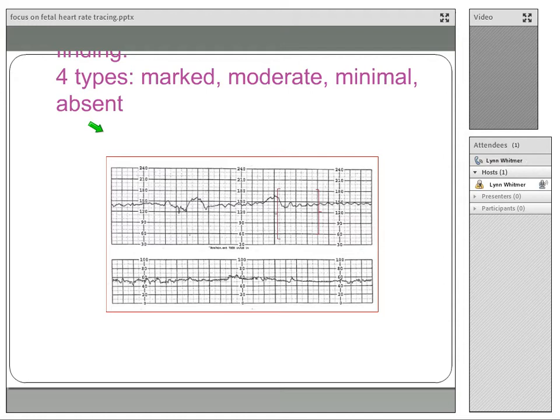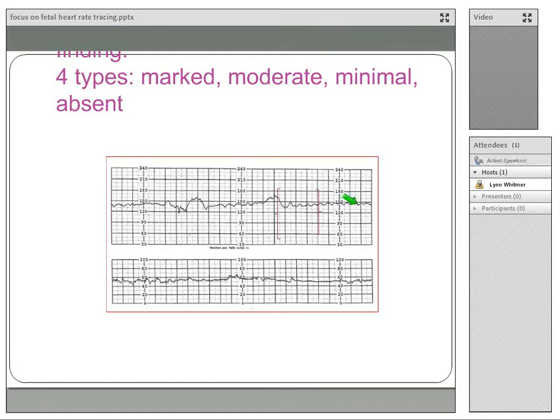So a marked variability would look something like this, but even though that's an acceleration, a marked variability would look something like this because the change from this point is pretty dramatic. So we know he has great oxygen reserves. Minimal variability, this is more moderate right here, to be honest, moderate to minimal. So moderate, we might take it in here. So from this point to this point is pretty significant. So he has a great oxygen response. And then minimal, less change from here to here, means that there's less oxygen reserve.